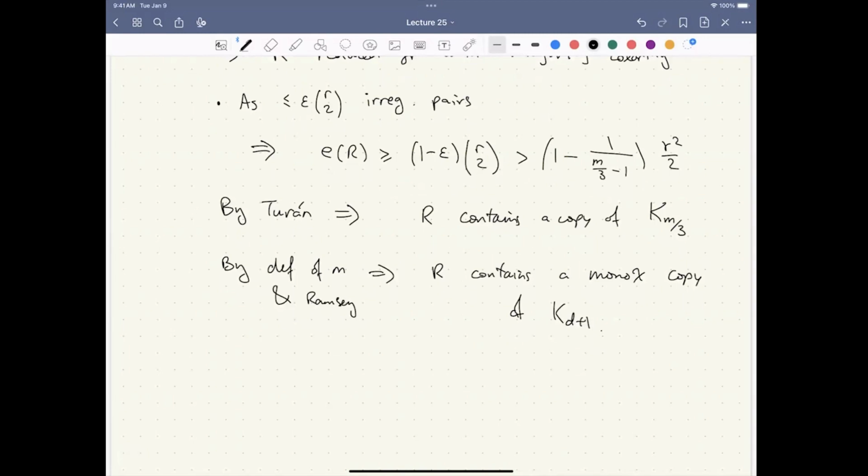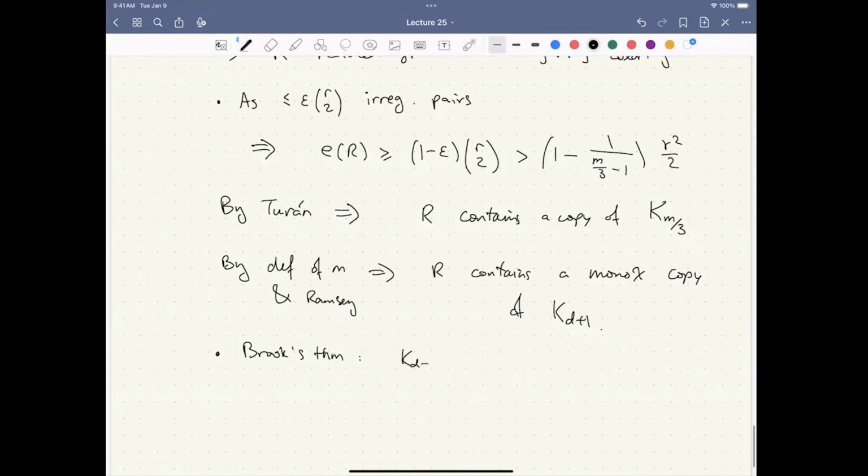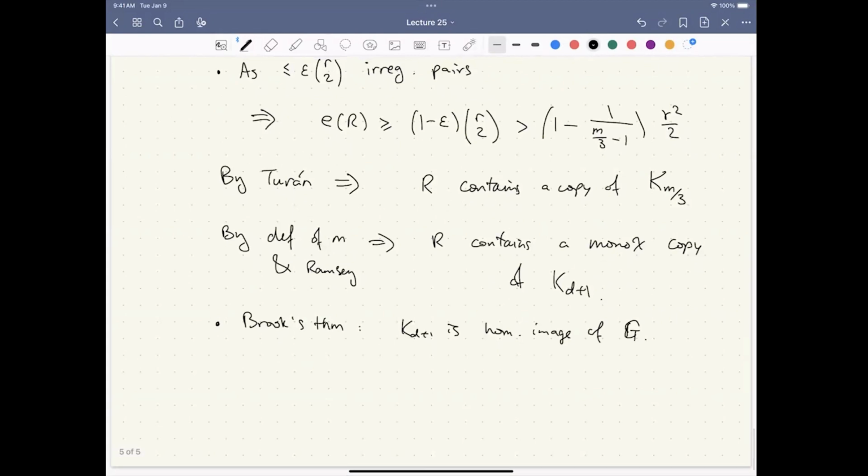Okay. Now at the end, Brooks' theorem implies that K_{D+1} is a homomorphic image of G. Then the embedding lemma at the end, that's it.